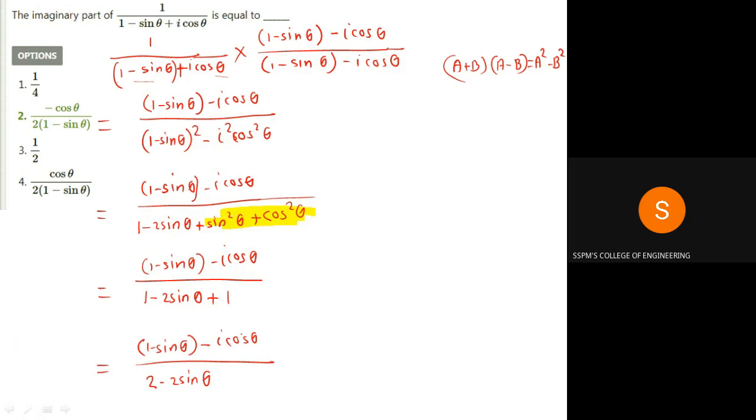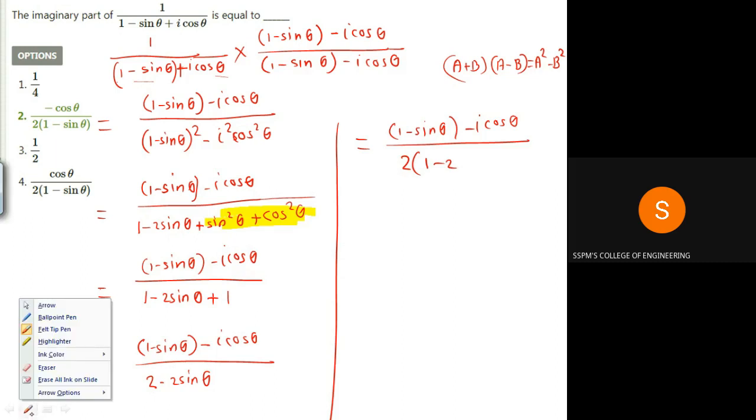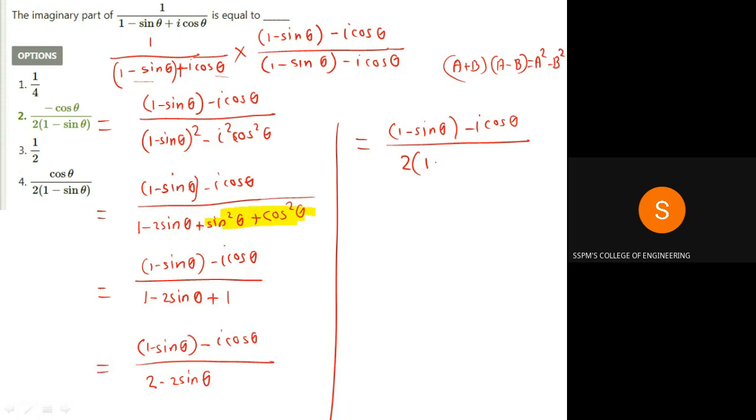Okay, what can we do now? This is equal to 1 minus sine of theta minus i cos of theta divided by, if we take 2 common, 2 into (1 minus sine theta). Now we will split it. So (1 minus sine theta) divided by 2 into (1 minus sine theta), minus i into cos of theta divided by 2 into (1 minus sine theta).